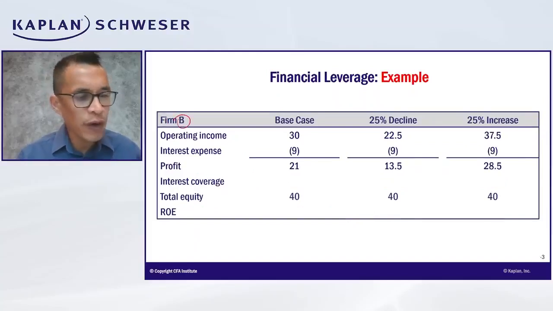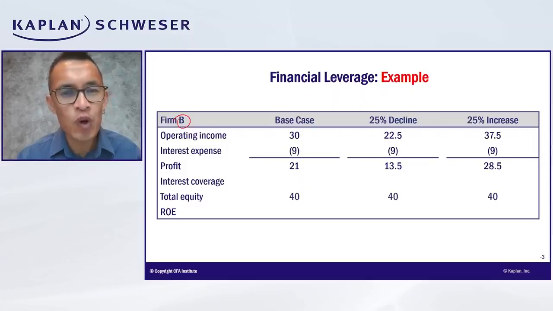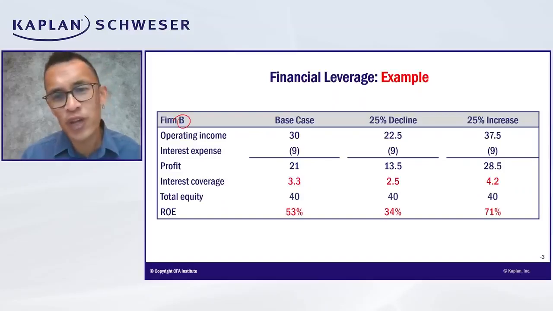Okay, so to answer the big question about which firm likely has the lower cost of capital, we'll see here that it's going to be firm A, which is primarily financed with equity. So take a look at the numbers here. We've got interest coverage ratio here, and then we've got our ROE.